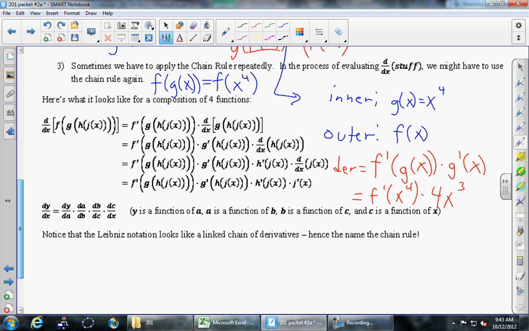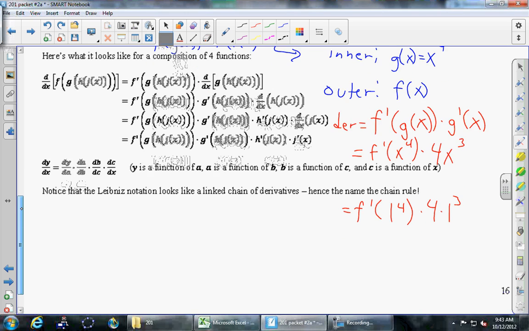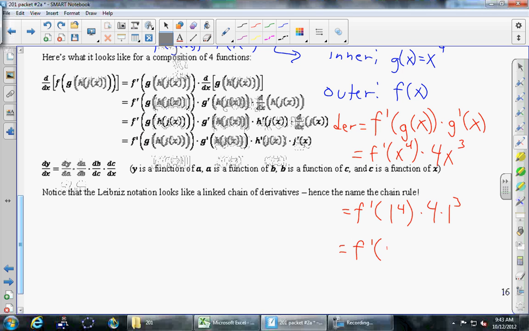And what are all the x's about to become? Okay, so we make all the x's 1s. f prime of 1 to the 4 times 4, 1 cubed. f prime of 1 times 4. And what is f prime of 1? -2. So -8 is our final answer.